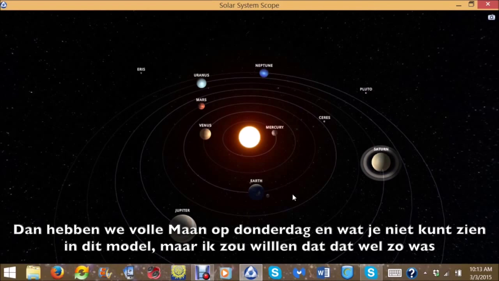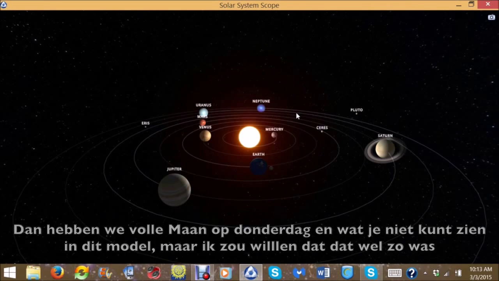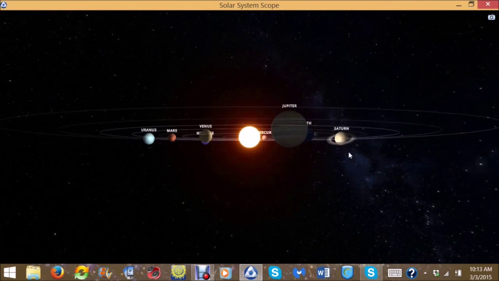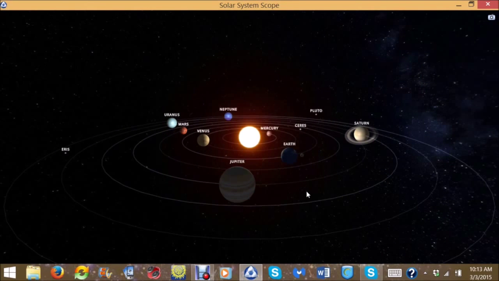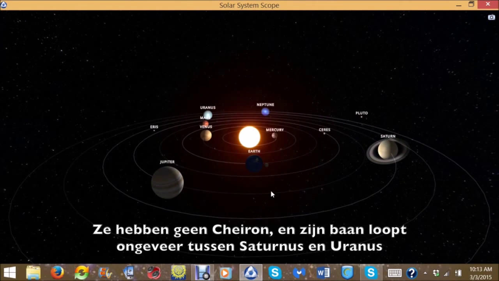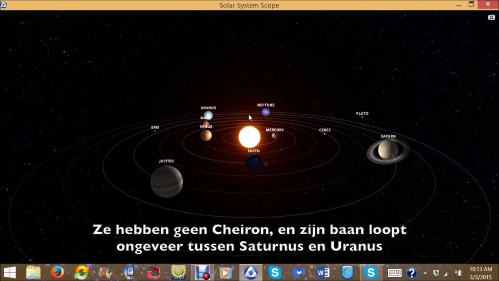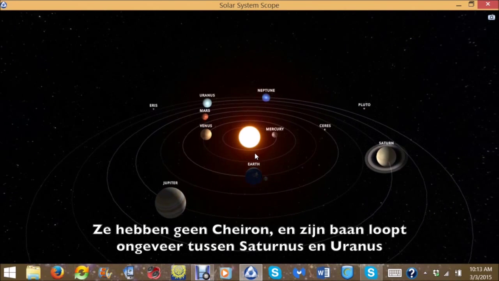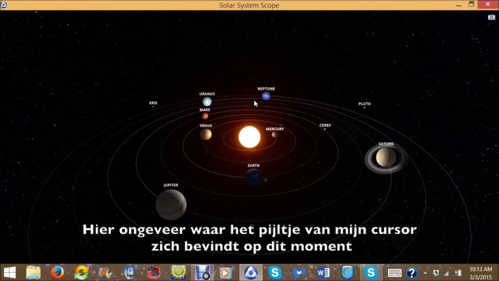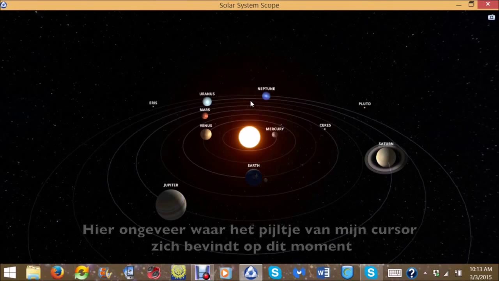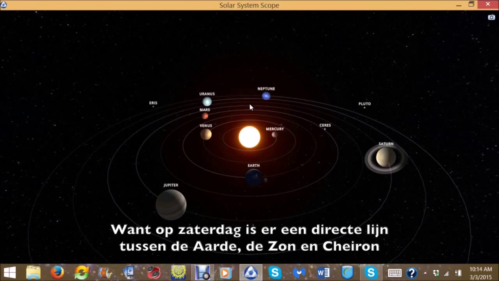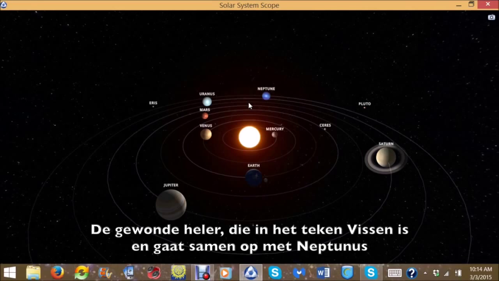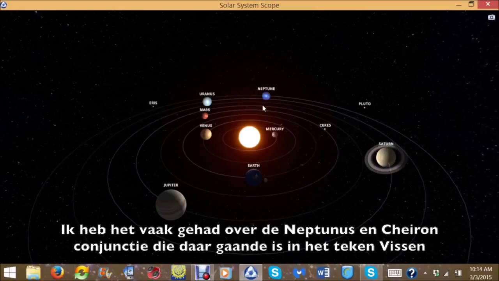And what you cannot see in this model, but I sure wish you could, is that they don't have Chiron. Chiron's orbit goes between the orbit of Saturn and Uranus. It would be right about where my arrow is right now, because on Saturday there's going to be a direct alignment between the Earth, the Sun, and Chiron, the wounded healer, which is in the sign of Pisces, right along with Neptune. I've been talking a lot about the Neptune-Chiron conjunction going on over there in the sign of Pisces.